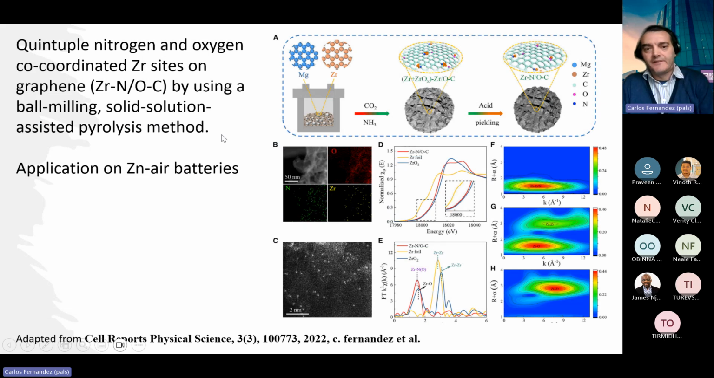So this is something that we did last year. We used different materials to create an electrocatalytic system. In this particular case, we used zirconium sites on graphene using a ball milling and solid solution acid pyrolysis method. So this is a system in which, as I mentioned, we created the zirconium, nitrogen, oxygen, carbon here on the graphene substrate. We're going to explain in a minute, in more detail, why those processes work in this way.